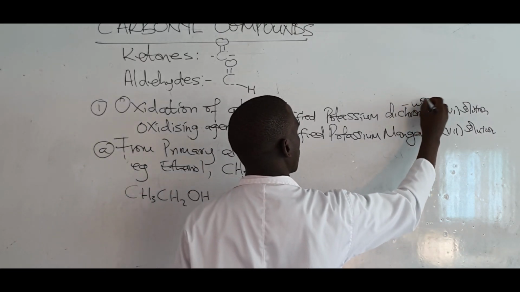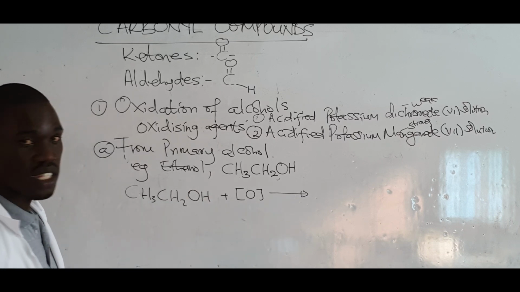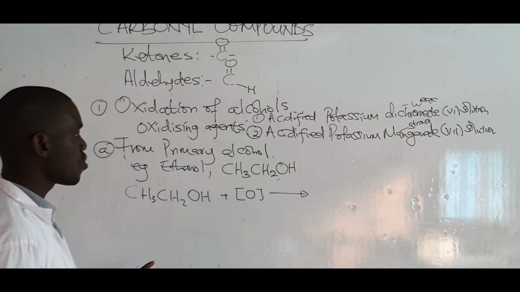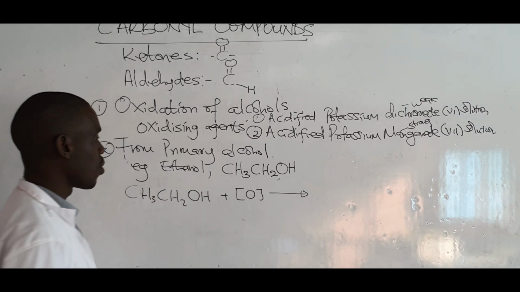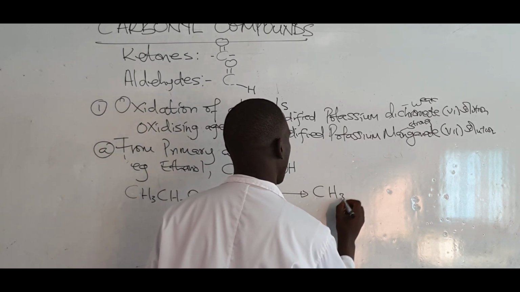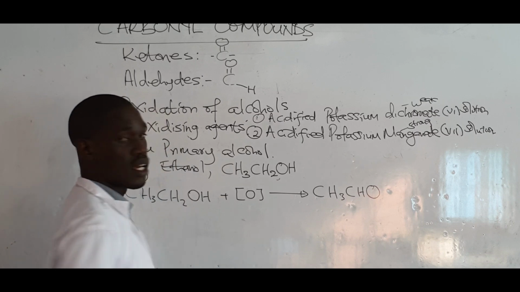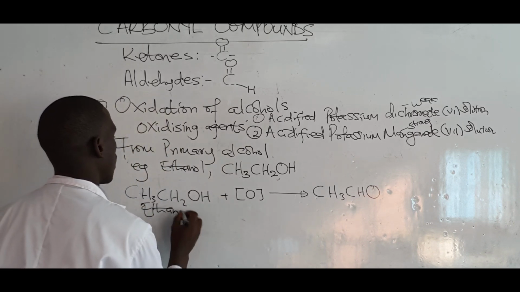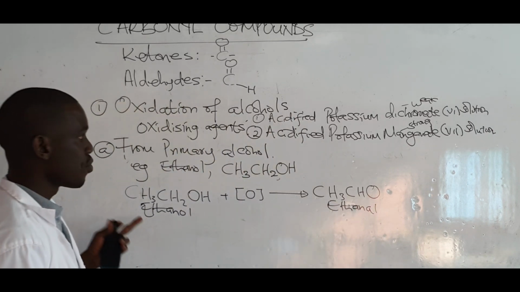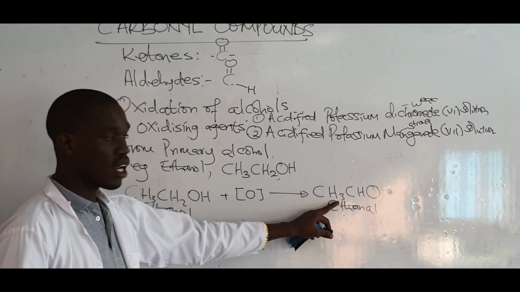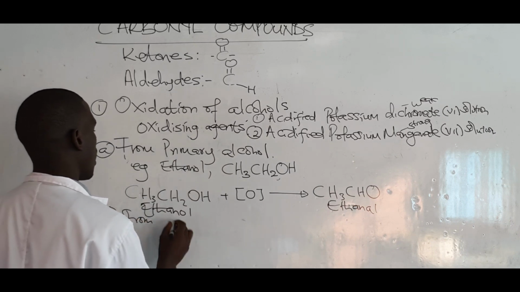By the way, this one is a weak oxidizing agent, and then acidified potassium manganate 7 solution is a strong oxidizing agent. So if you use acidified potassium dichromate 6 solution on ethanol, which is a primary alcohol, you will get an aldehyde, which is ethanal. So you have CH3CHO. So this is ethanal. If you now have a further oxidation of this one, which is ethanal, then now you can get a carboxylic acid.